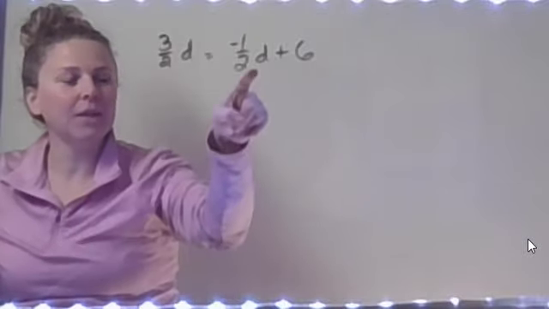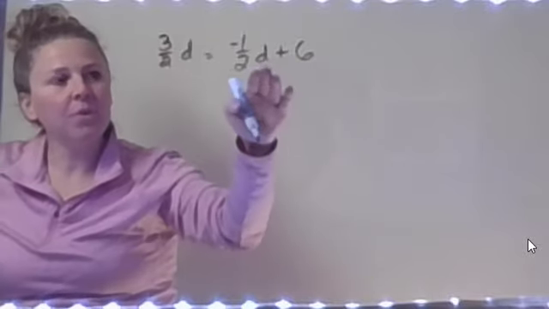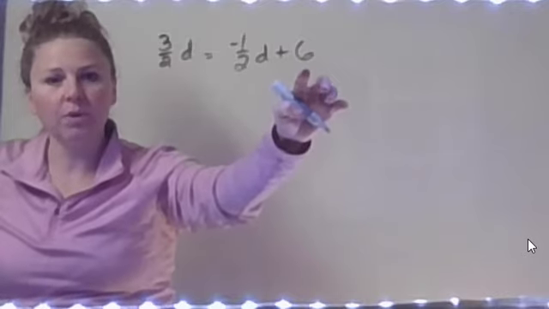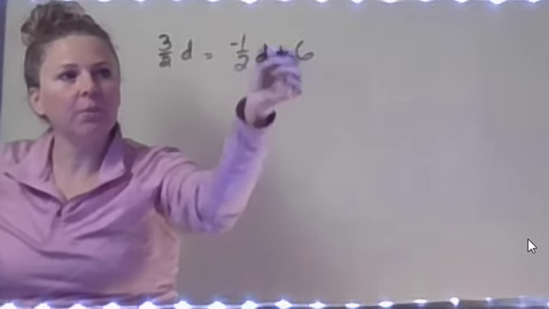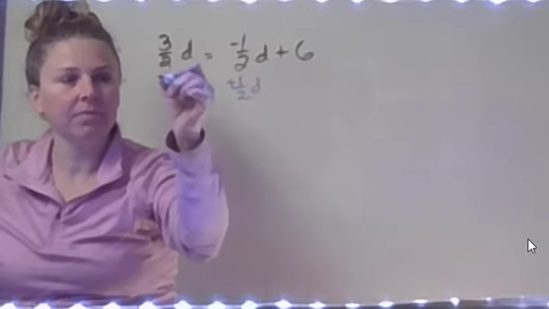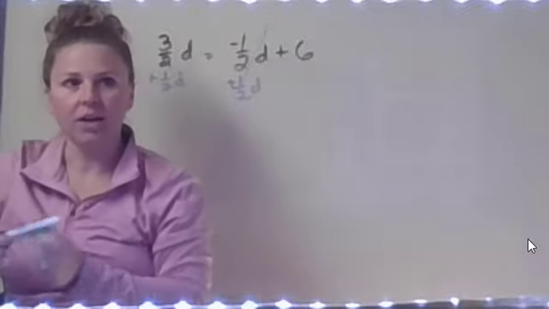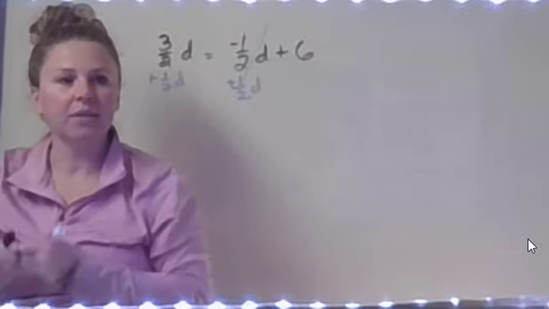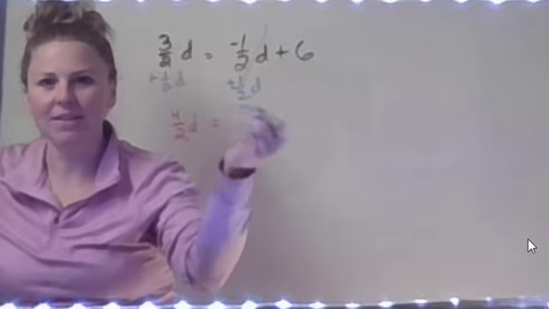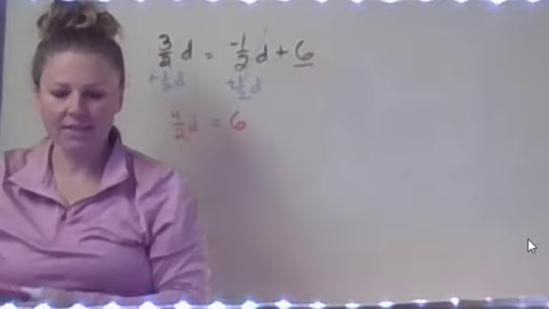3/2 d equals 1/2 d minus 6. I know you can do this. This time, we need to get the letters together. There's no number alone to put like terms with this. So we're going to move the -1/2 d by adding it. So over here, the 1/2 d is gone. So 3/2 d plus 1/2 d is 4/2 d. That's kind of nice because it's already a common denominator. And then the 6 over here on the right is still a 6.